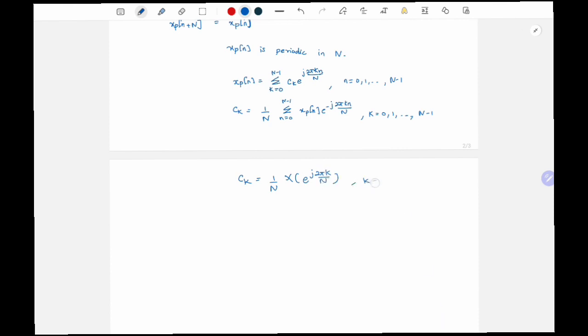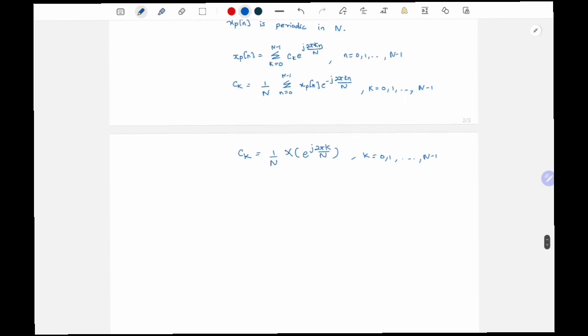And my k will be from 0 to N minus 1. And if I have to find xp of n in terms of X of e power j 2 pi k by N, what will I do? I'll just substitute ck there. So xp of n is equal to 1 by N summation k equal to 0 to N minus 1 X of e power j 2 pi k by N into e power j 2 pi k n by N. And my n is equal to 0, 1 to N minus 1.